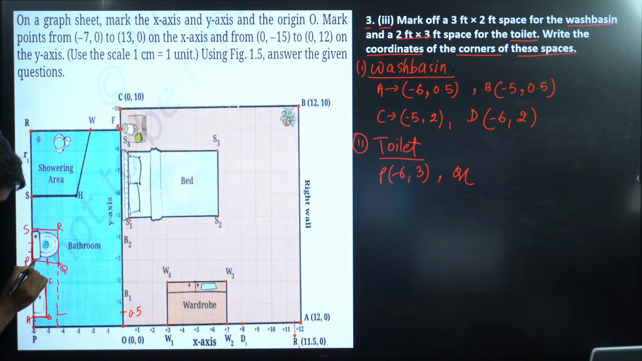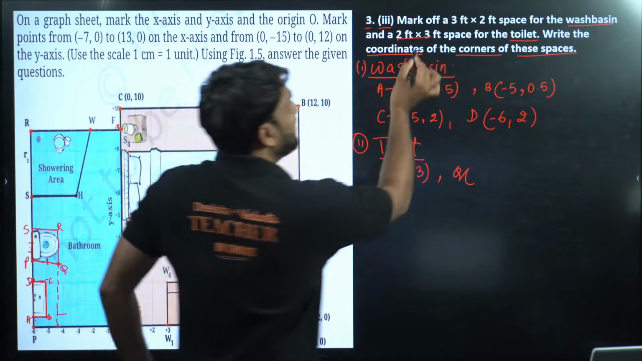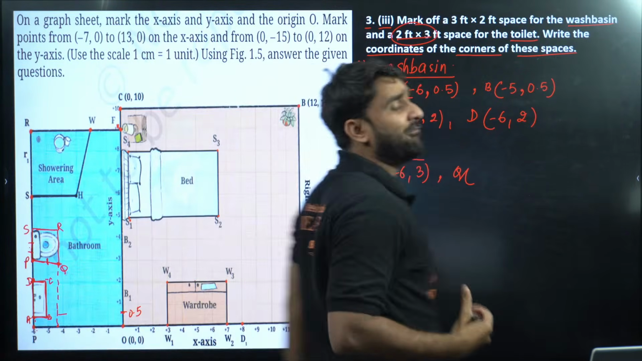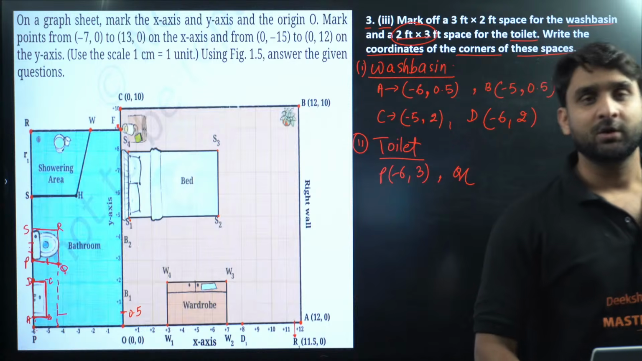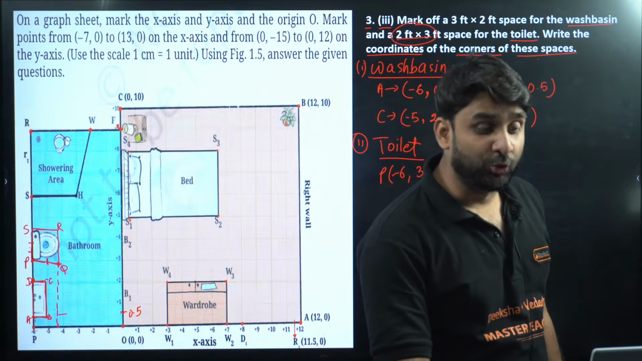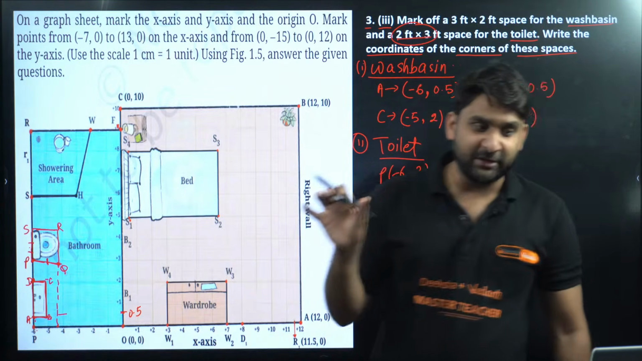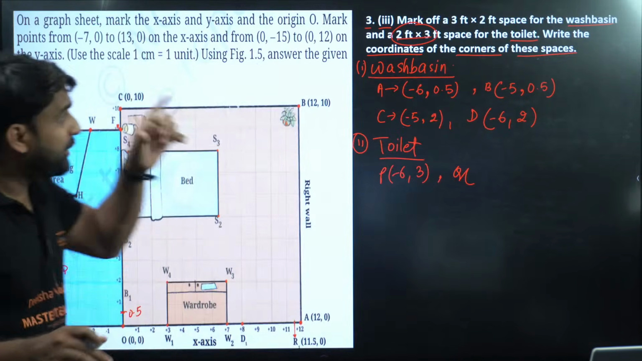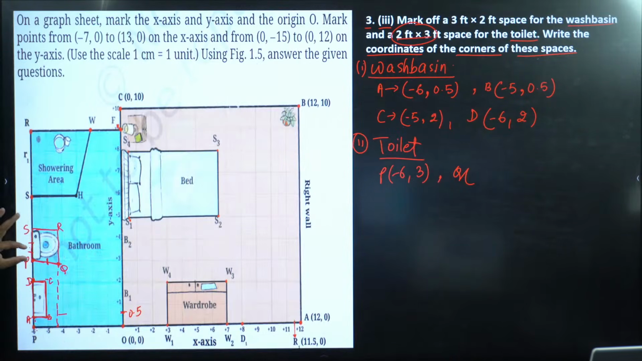So we have to take only 2 grids, 2 boxes in this direction and 3 boxes in this direction, because the area required for the toilet is 2 cross 3. So on the x-axis we need to take 2 boxes, and on the y-axis we need to take 3 boxes, 1 2 3.